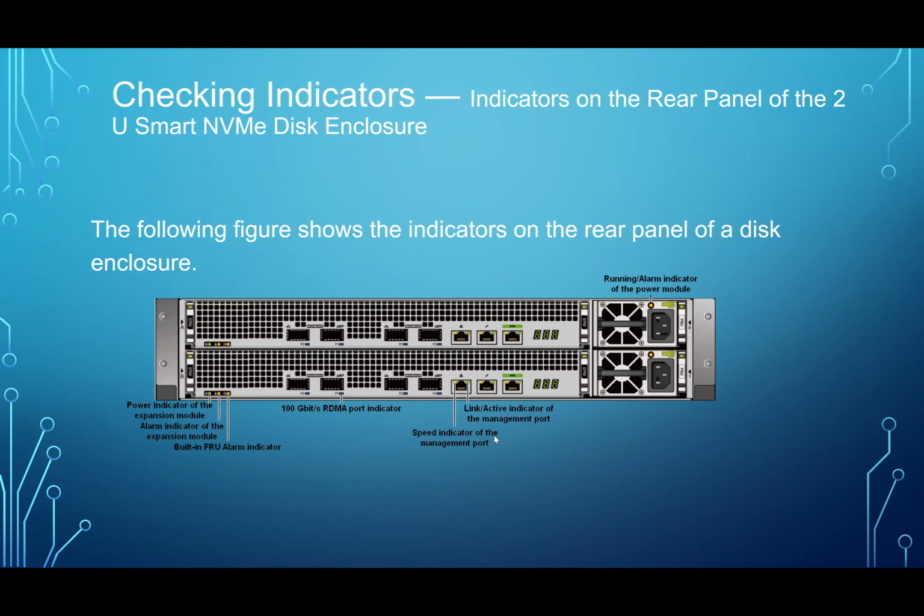Then we have the speed indicator for the management ports and the link or active indicator for the management port, again maintenance port and serial port. On the right side, we have the running and alarm indicator of each and every power module, which by default should be closed. If it's blinking, then we would have a problem.